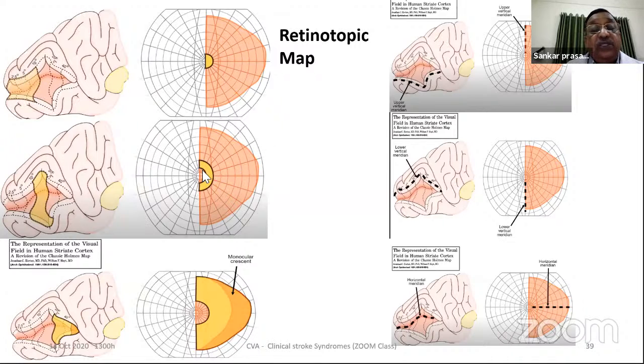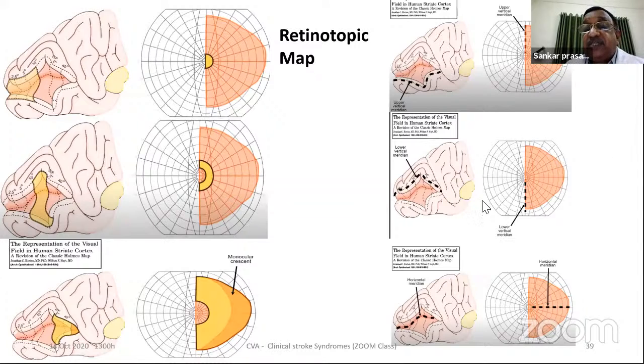As you go, the representation becomes less and less, and ipsilaterally there is one part, that is the monocular crescent, represented in the distal most part of the striate cortex ipsilaterally. So the monocular crescent is characteristic of the ischemic area of large cortical blindness. So you see the superior, the lower vertical meridian, upper vertical meridian are representing the visual areas represented above and below.